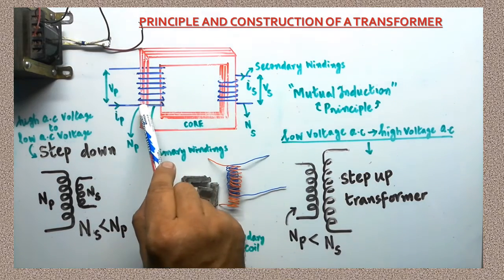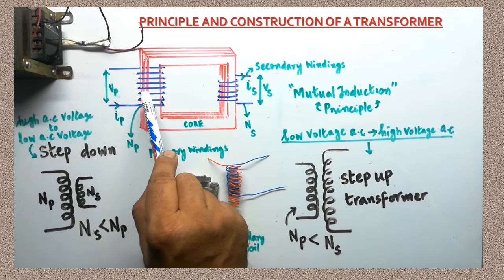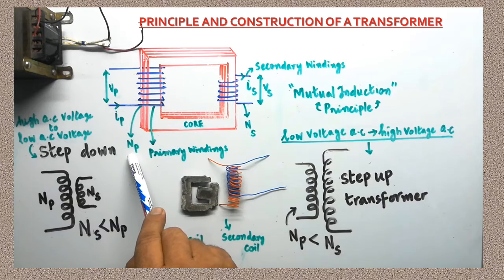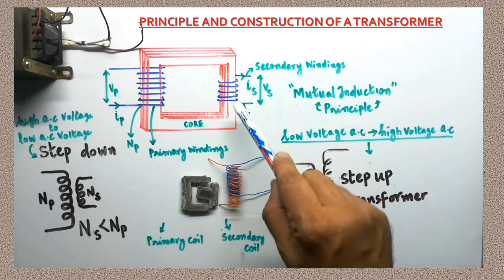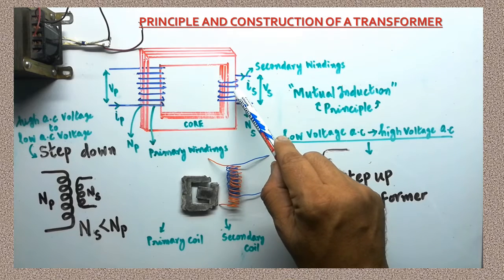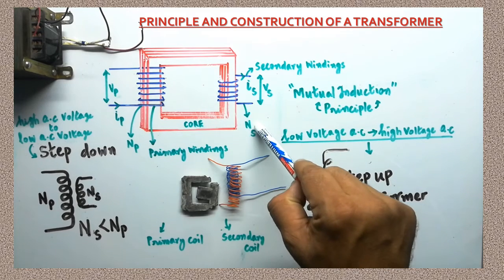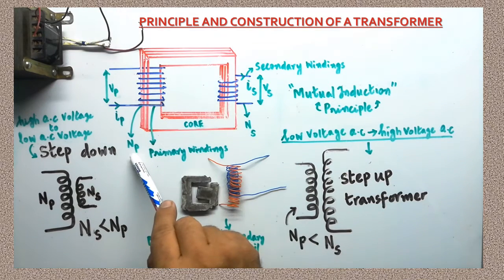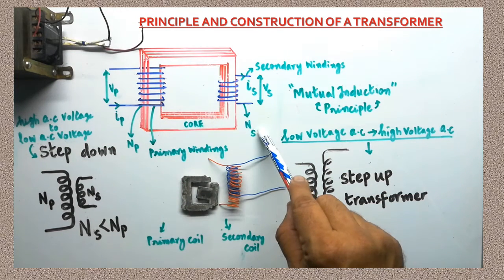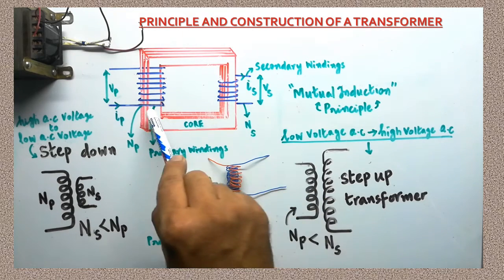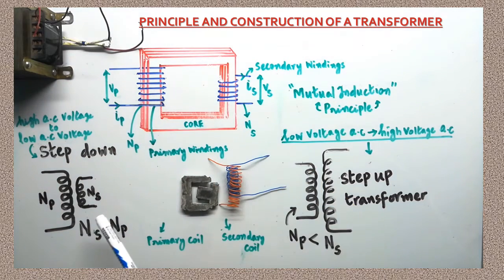And the number of turns wound on the primary coil is called NP, number of turns in the primary winding. The number of turns wound in the secondary is called NS. Are you clear? NP means number of turns in primary, NS means number of turns in secondary. Depending on the number of turns, we are able to classify the transformer.